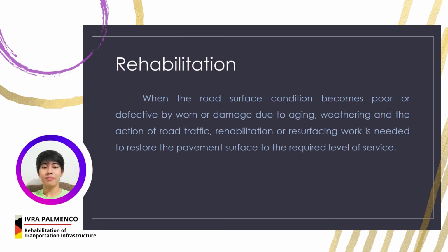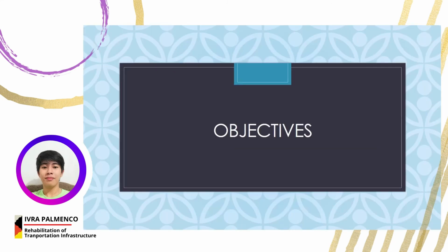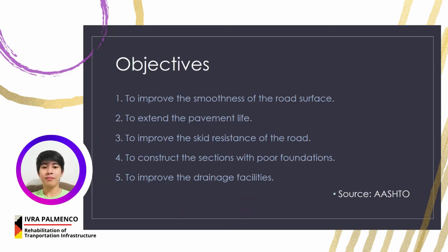So basically, rehabilitation is just another term for restoration, and in this case, the restoration of roads and pavements that have degraded due to damage. And such damage may be caused by mechanical wear, corrosion, moisture, or even natural calamities such as earthquakes. Next, we have objectives for road rehabilitation. Number 1, to improve the smoothness of the road surface.